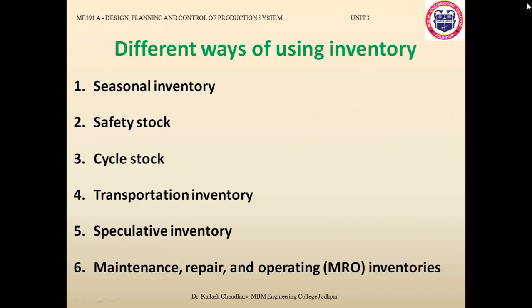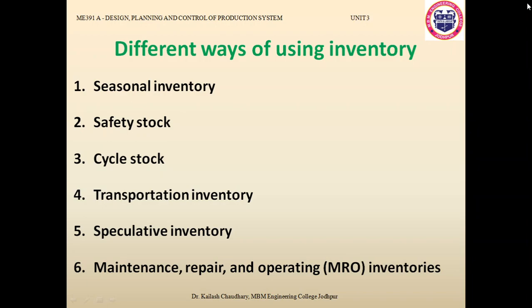There are several ways of using inventory that help us to decide to keep inventory in various situations. So we will discuss briefly all these inventories. First one is seasonal inventory. It is useful for future demand, seasonal fluctuations, plant shutdowns and vacations. So if you come across these kinds of situations, you need to keep seasonal inventory. Companies build inventory to maintain a level production throughout the year.